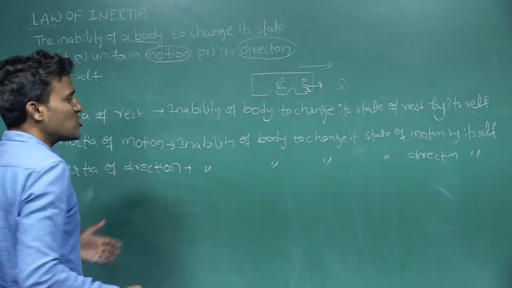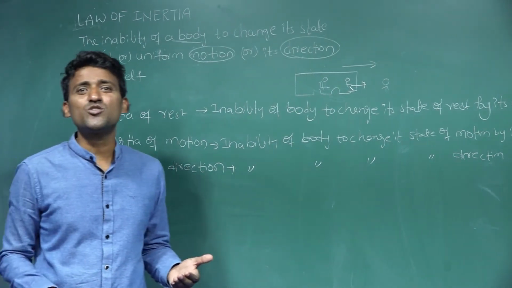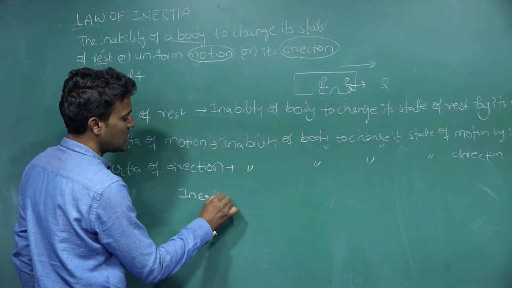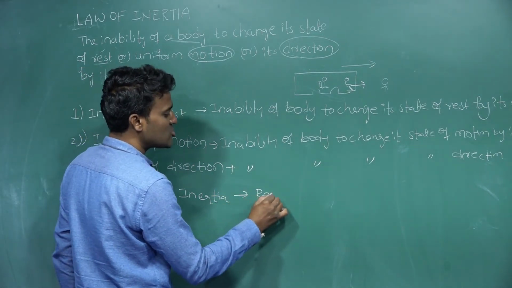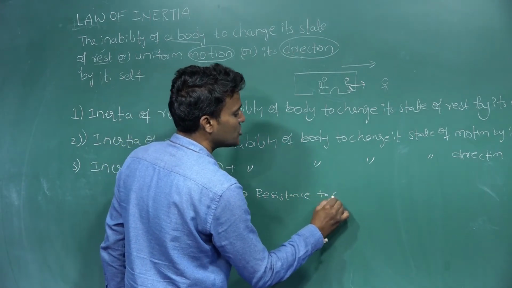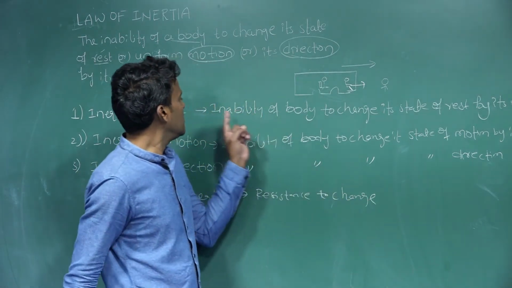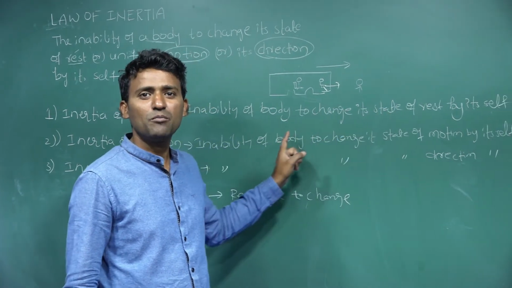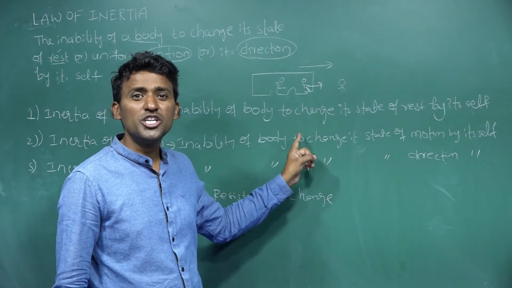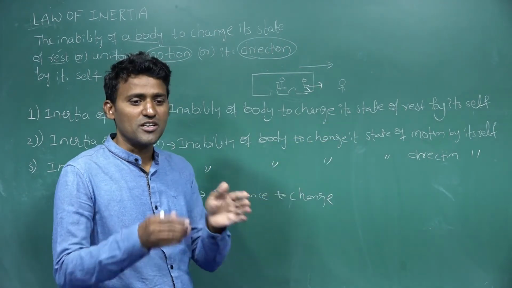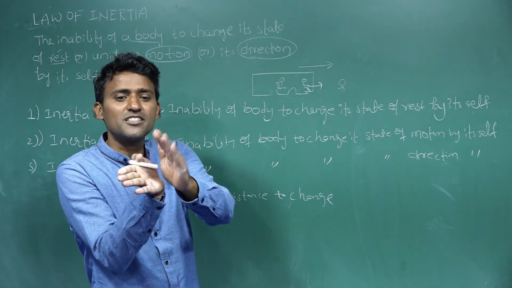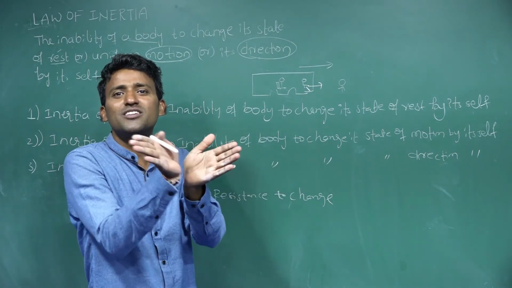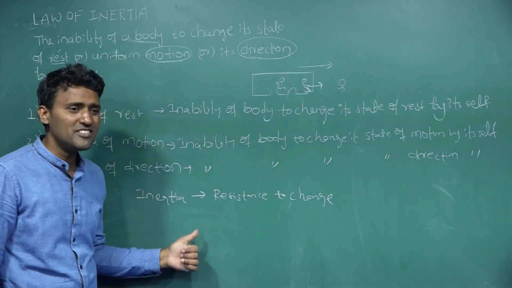Okay. What is inertia? Inertia is nothing but a resistance to change. See here, inertia of rest means when the bus suddenly starts, rest to motion, it is opposing. When the bus is in motion and you apply the brakes, motion to rest, there it is opposing. Inertia of direction: when the car takes a turn, you fall in the opposite direction, opposing the car's direction. So inertia means resistance to change.